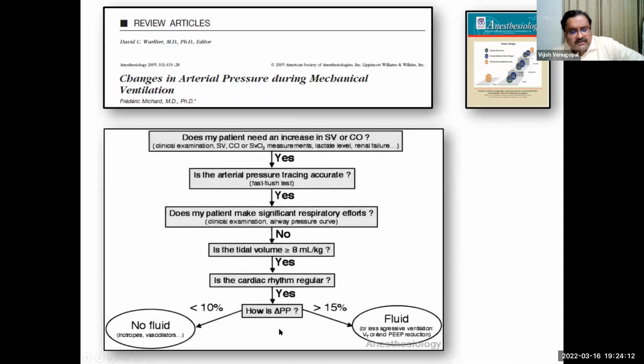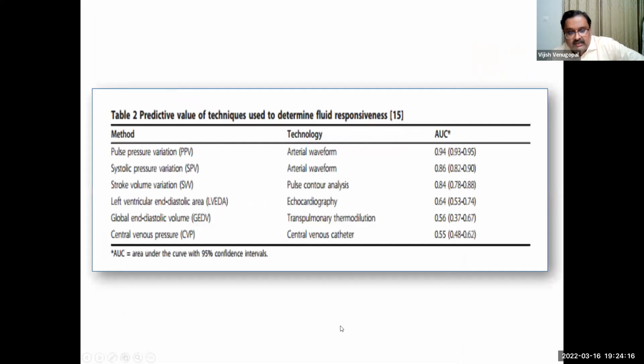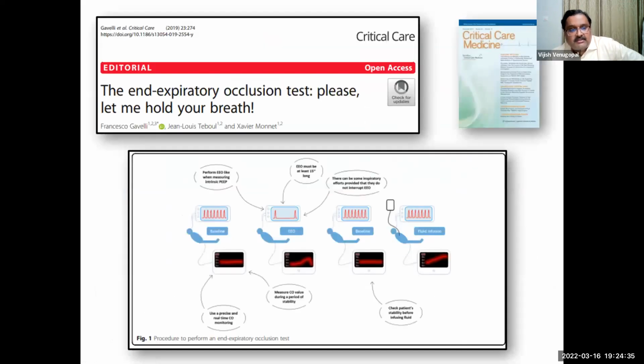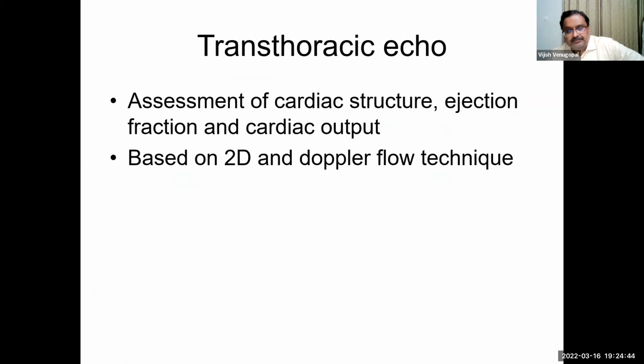And if you have a pulse pressure variation that is less than 10, you don't require fluid, but more than 15, fluid is indicated. And the area under the curve is maximum for pulse pressure variation, which is supposed to be most reliable. But this is reliable only when the patient is on a mechanical ventilator and has sinus rhythm. And suppose he's not on a ventilator, you can use either the passive leg raising test as well as the end expiratory occlusion test. But both these require proper echocardiography or some other method to monitor the increase in cardiac output.